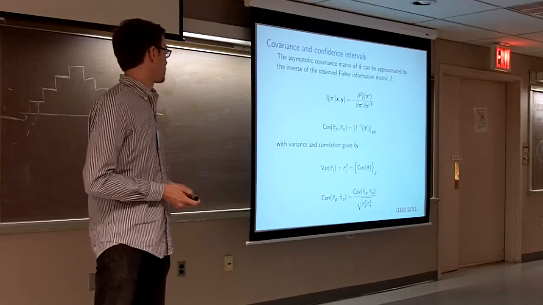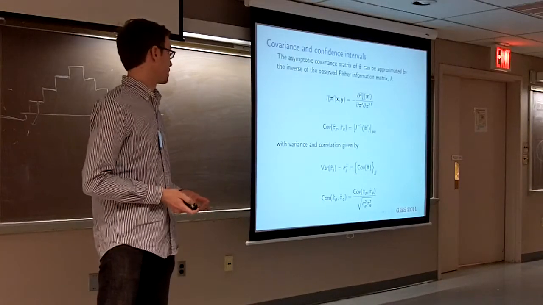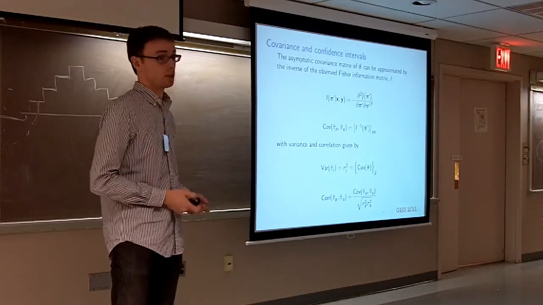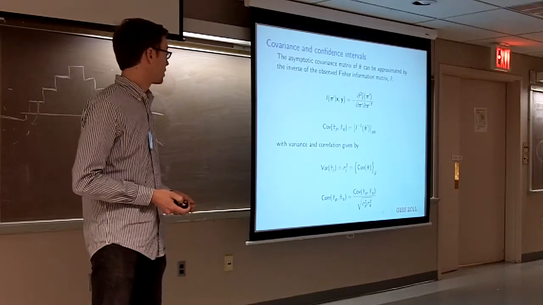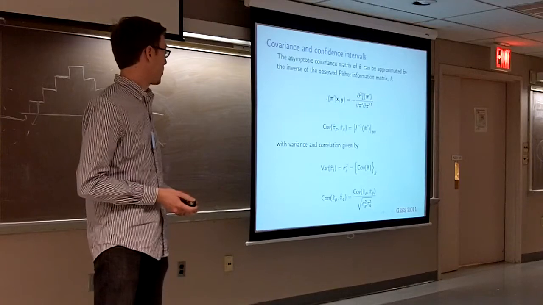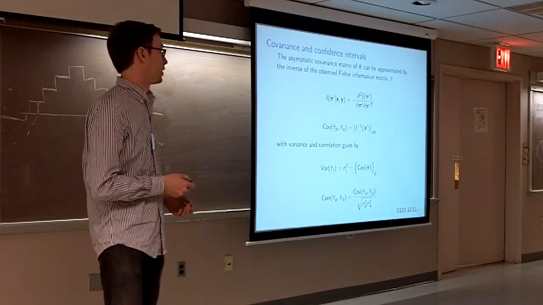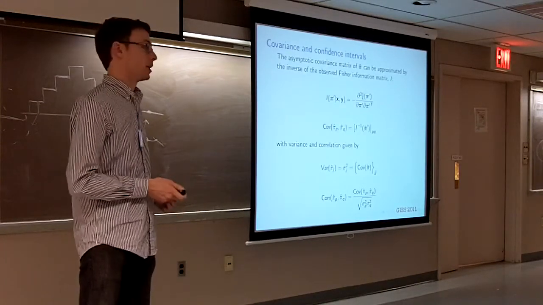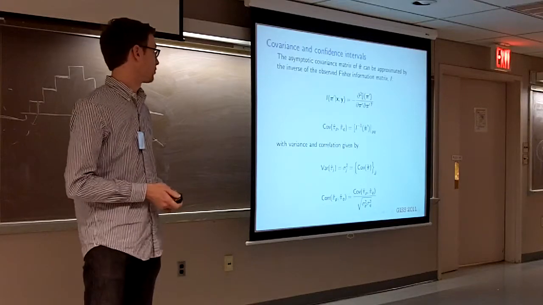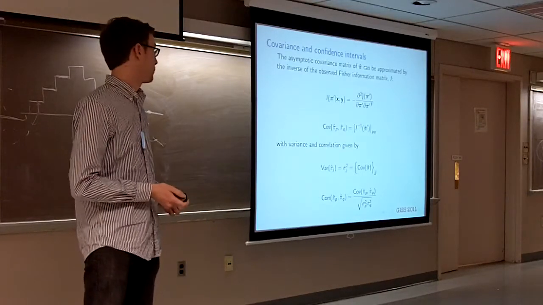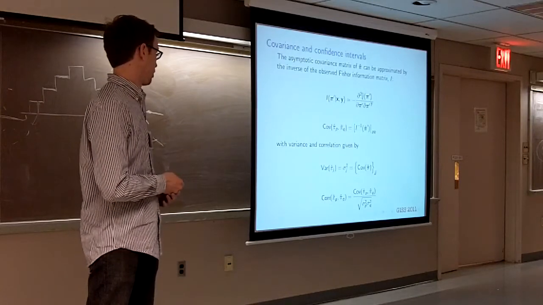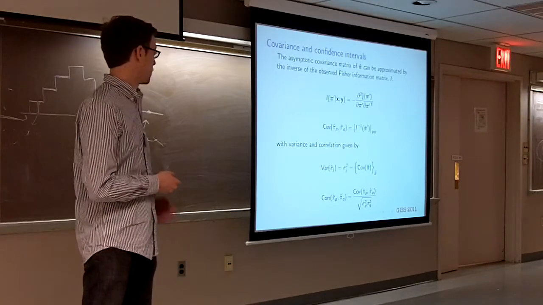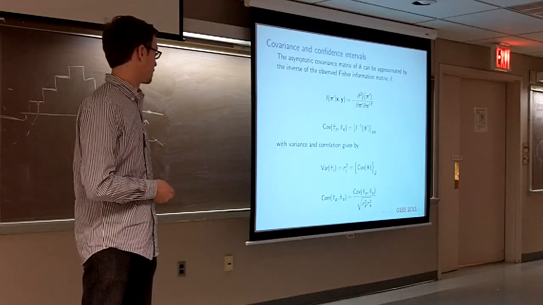Given that we have some estimates of these mixing proportions, it would be useful to have at least confidence intervals. We were actually able to reconstruct full covariance matrices for these mixing proportions. We know that the asymptotic covariance matrix of pi hat can be approximated by the inverse of the observed Fisher information matrix, which I'm sure you all know. In this form, which is not too tough to calculate, we can then, of course, get the variance and the correlation.